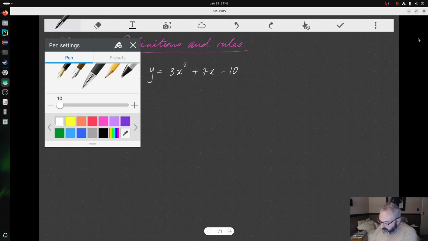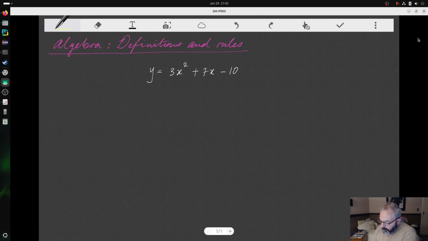Okay, so now let's have a look at some of the definitions. The first definition I want to show you is an equation. Now you might have heard the word equation many times, a mathematical equation. But what does it mean? What does mathematical equation mean? So let's have a look at this equal sign here.